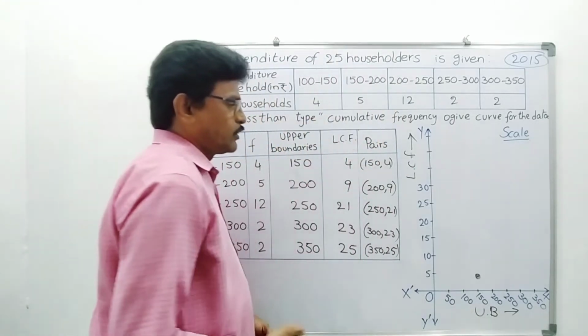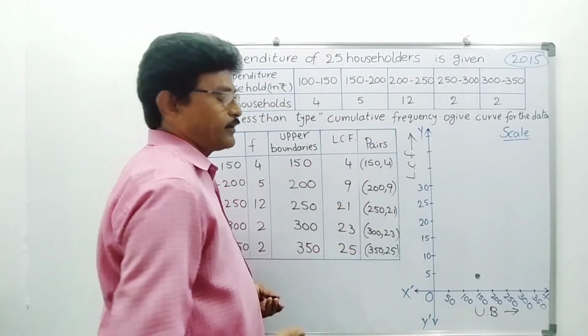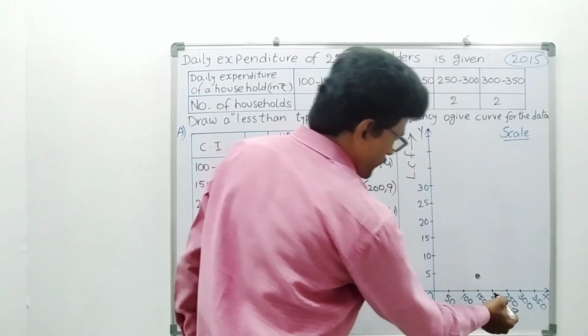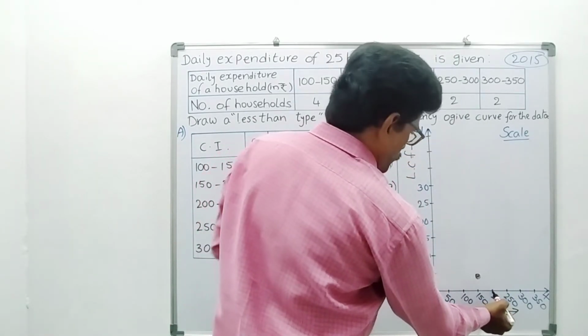Okay. Now, next one, 209. Students, 200. It is 200. From 209, where it comes?